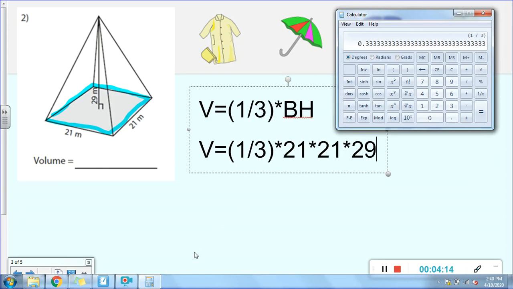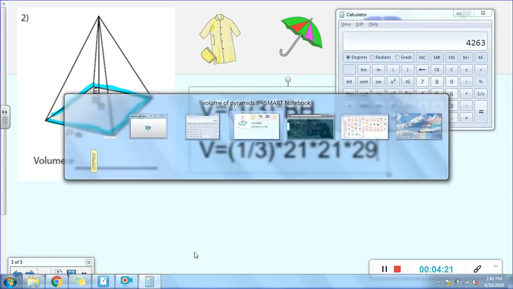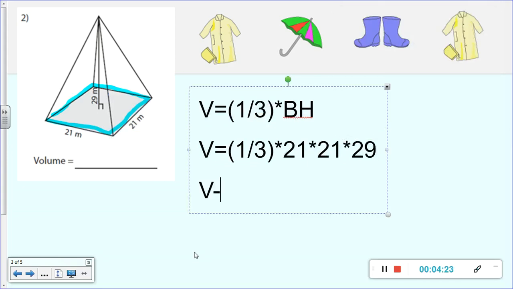Okay, so there's my 1/3 times 21 times 21 times 29. And it is a rather large number, but we're just using the information that we're given, so it's okay. So we had 4,263 meters, and then if you would rather do that little exponent thing for meters cubed, you can, or you can say cubic meters, either one.